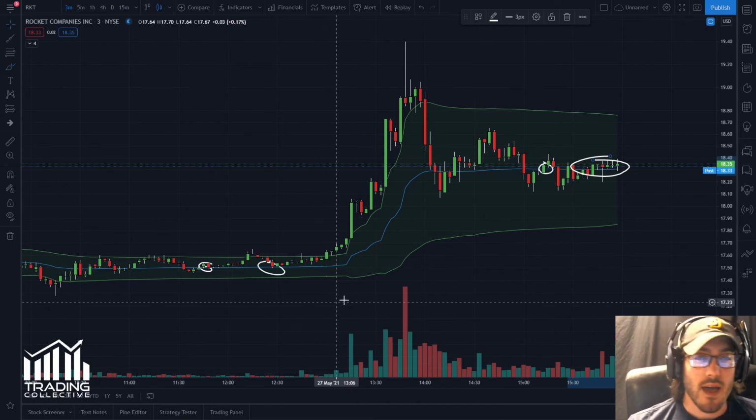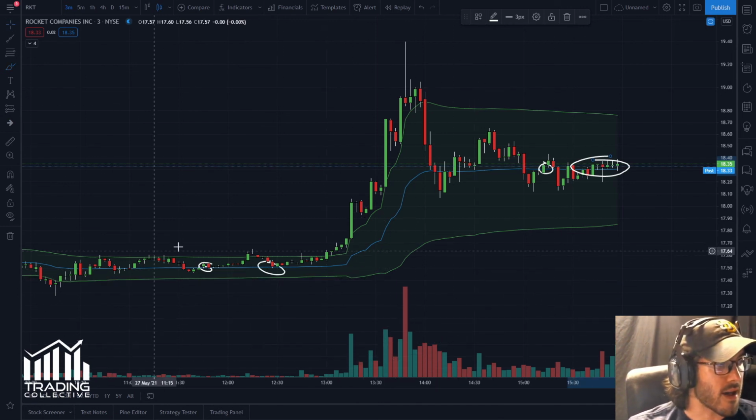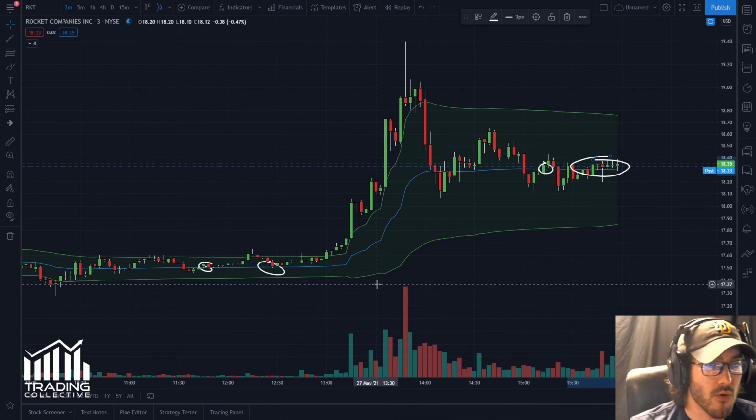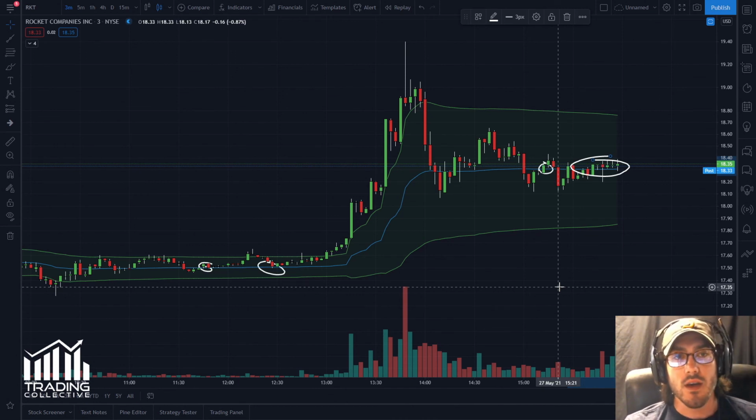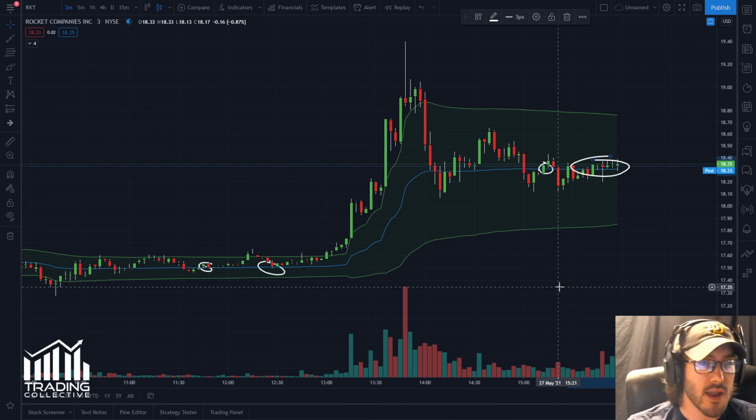So that's VWAP. That's what it is. That's how to add it. That's how to use it, how to trade accordingly. It's a very nice indicator to have added. I would recommend everybody always use VWAP so you can see how the price is relating to it.